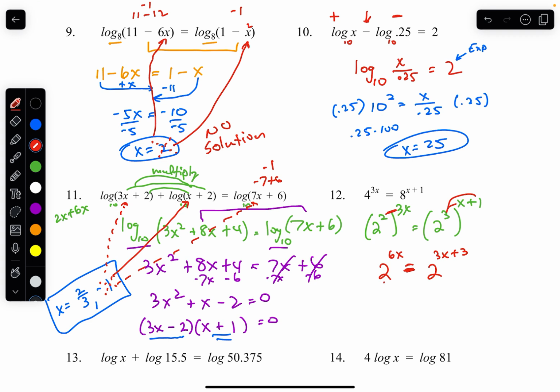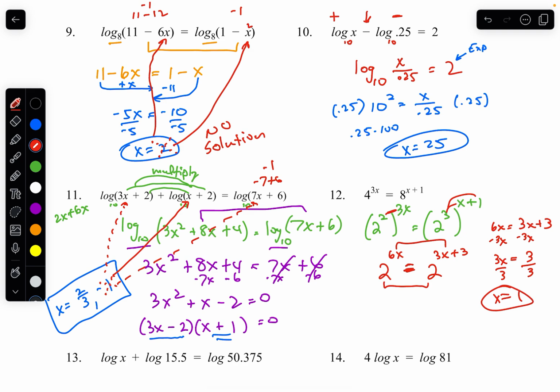And then now you have 1 to 1. So go ahead, bases are the same. We're going to set the exponents equal to each other. So you have 6x equals 3x plus 3. I would subtract 3x. So 6 minus 3 is 3. Divide by 3. x is 1. And you can go ahead and plug that back into your problem. It'll work. I'll do the last set of problems in another video.